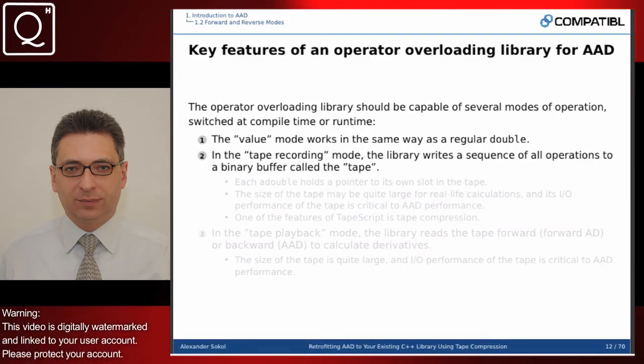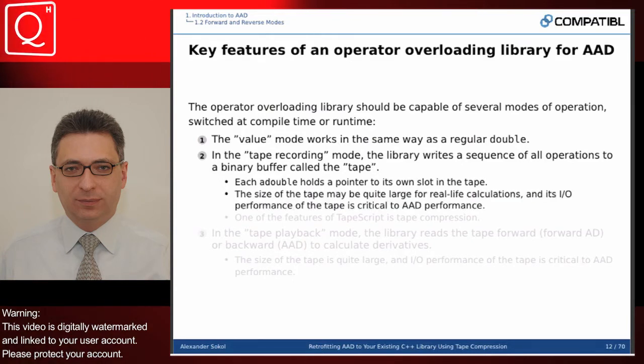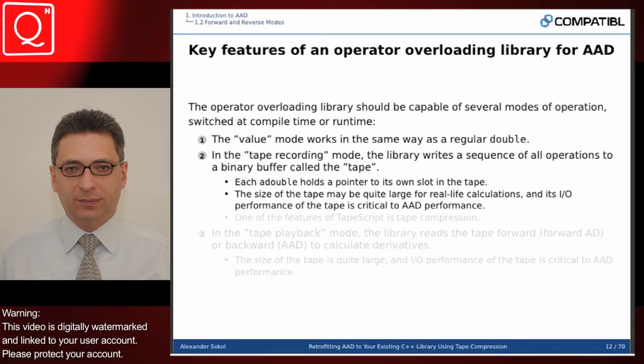Okay, so there is a tape recording mode in which you write a sequence of all operations to a binary buffer called a tape. And each, I'm still switching between different names, let's say A double, right, or a joint variable holds a pointer to its own slot on a tape. And the size of the tape may become quite large because, for example, if you're running Monte Carlo with 5,000 paths, every time you do anything with the Monte Carlo array, namely, a slice of numbers where there's one number for each Monte Carlo path, you increase the tape size by 5,000 positions. And that's, by the way, what we're trying to avoid with TypeScript.